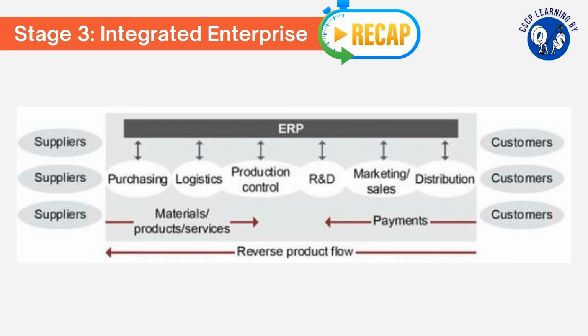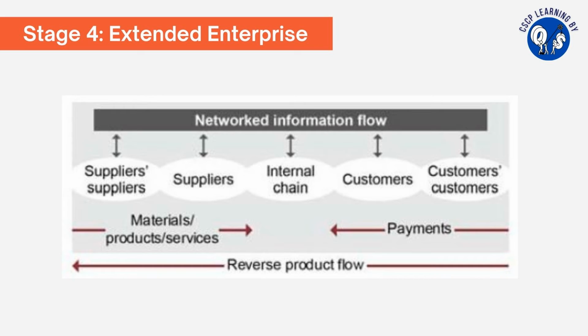The company is getting really good at working as a team and making sure customers are happy. Stage 4, Extended Enterprise. In this stage, companies take a big step forward by working closely with other companies in their supply chain. Here is how it works. Instead of just focusing on what happens inside their own company, they start working with their suppliers, companies that provide them with material, and customers, the people who buy their products. They team up with these suppliers and customers to plan, design, and manage their products and services together. It's like they become one big team even if they are separate companies.